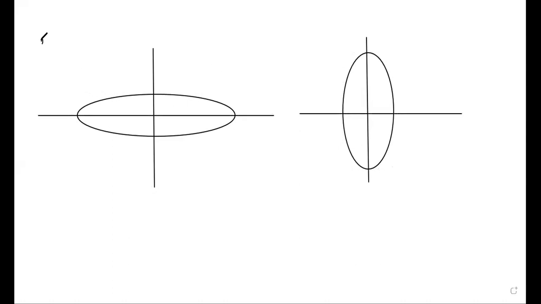The equation of the first ellipse is x square upon a square plus y square upon b square equal to 1. Remember, the denominator numbers a square and b square are positive numbers. That's why square is there. So if I write an equation x square upon 5 plus y square upon 3 equal to 1, I'll get this type of ellipse. And if you write an equation x square upon 3 plus y square upon 5, you will get this type. Here, a is greater than b. Here, b will be greater than a.